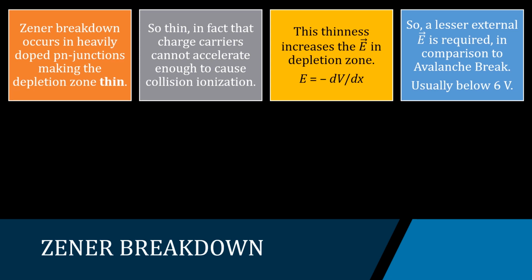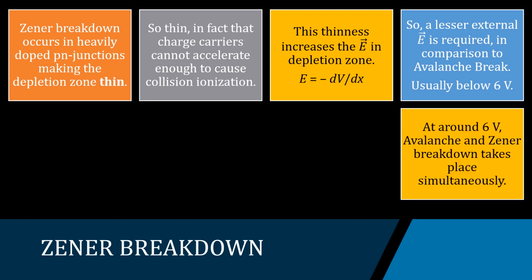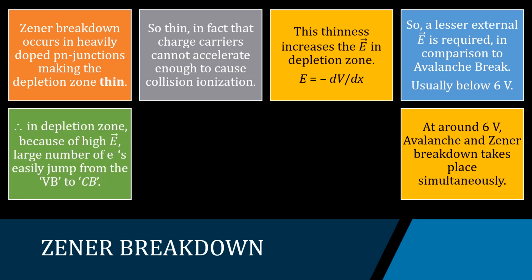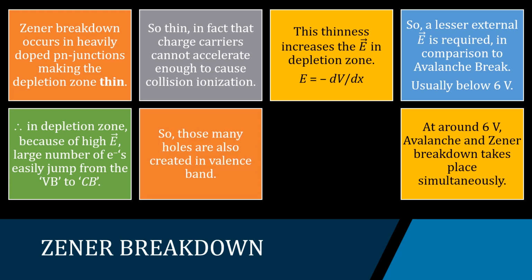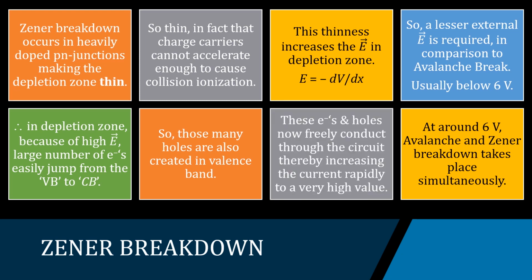So lesser external electric field is required, which is usually around 6 volt but below it. Thus, because of high electric field, a large number of electrons easily jump from the valence band to the conduction band. So those many holes are also created in the valence band. And if the number of electrons and holes increases, it will easily conduct electricity.